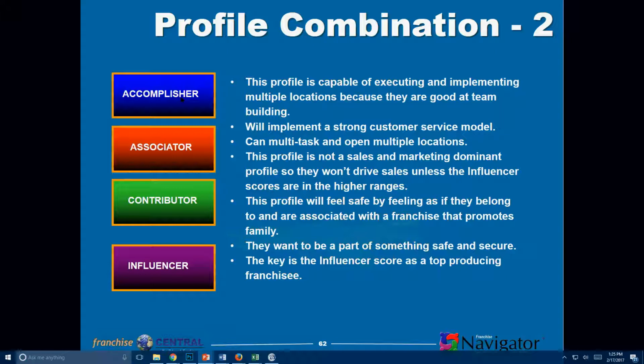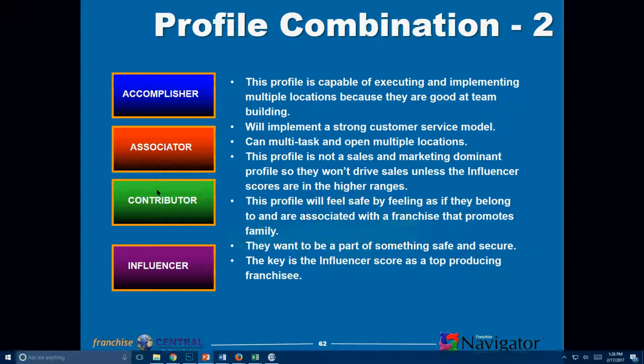Strong customer service, they can multitask, they can open multiple locations. The accomplisher part of it doesn't get flustered. It's like they're sitting in a swivel chair, and they can deal with employees, the advertising agency, the realtors, this, that, and so on and so forth. They don't get flustered. If it's reversed and the associator is the dominant and the accomplisher's back here, they tend to get flustered, depending upon how much the accomplisher supports them. This profile is not sales and marketing oriented, and they won't have the drive or the ability to sell unless the influencer is real high.